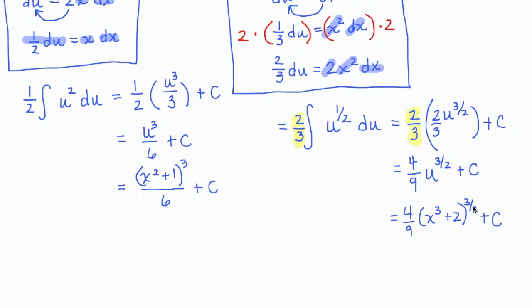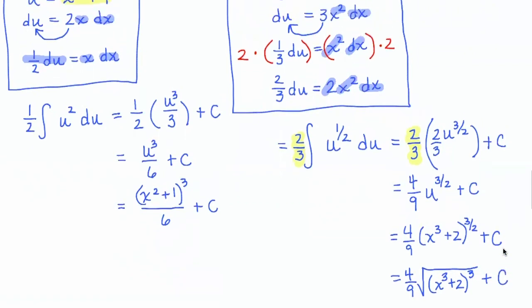Since the denominator of this fraction is 2, this was a square root function, so it's 4/9 of the square root of x cubed plus 2, cubed, plus c. That concludes our look at basic u-substitutions. The more you do, the better you're going to get at doing it.